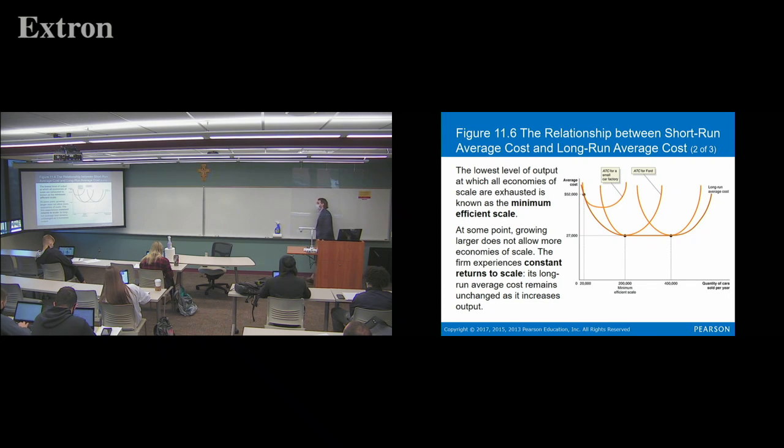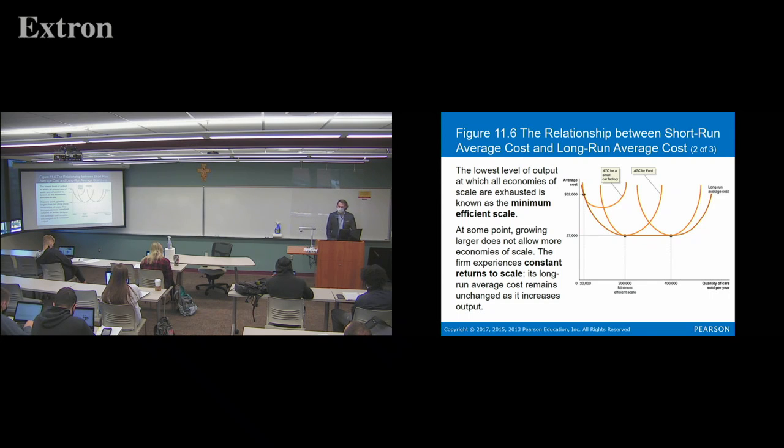The lowest level of output where economies of scale are exhausted is known as the minimum efficient scale. So that's where you take advantage of all economies of scale. You've taken advantage of your size as much as possible. At some point, growing larger isn't going to help you. At some point, growing larger just makes producing the goods more expensive.